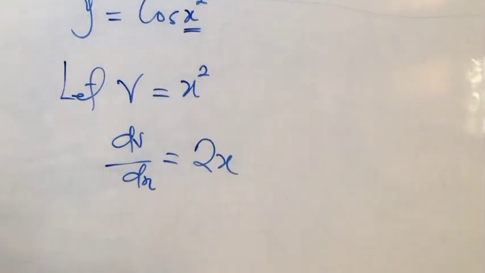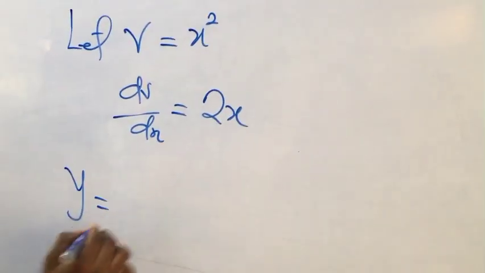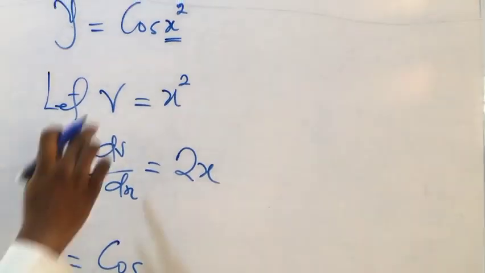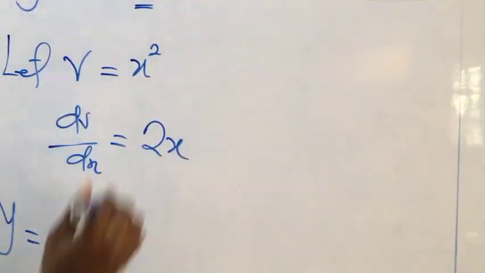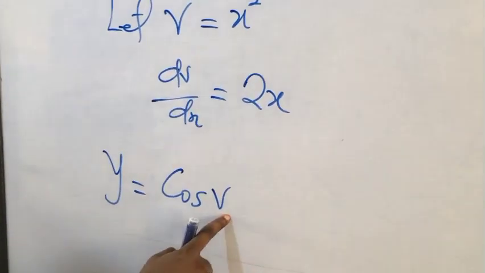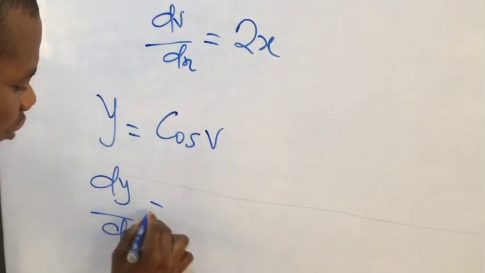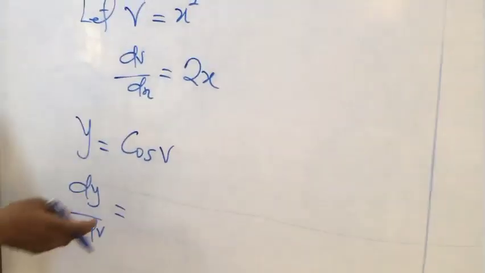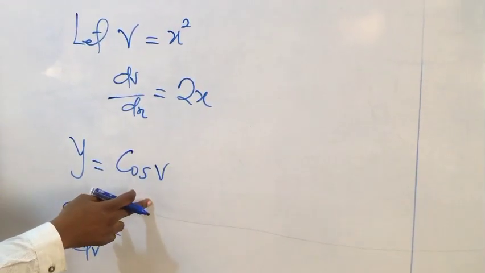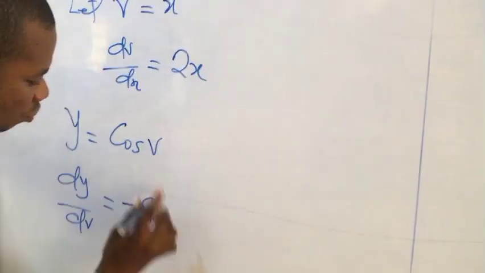The next thing to do now is to go back to this equation. I have y is equals to cos x squared. X squared is already what? V. We say let v be equals to x squared, so I have cos v. I'm gonna differentiate y with respect to v, which will give me dy dv. Now, if you differentiate cos, the trigonometric differential of cos is minus sine. This will give minus sine. So what do we have here? V.